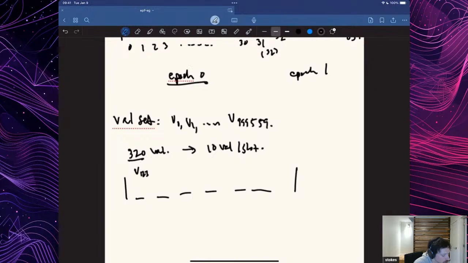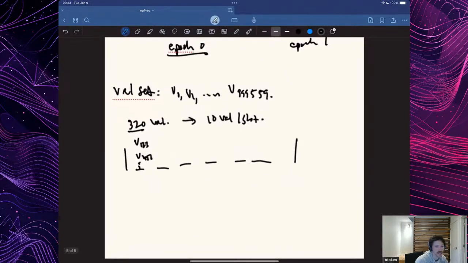So 1, 2, 3, validator 4, 5, 6. Again, the idea is that there are like 10 validators here. And this is a pretty important invariant: a validator makes one attestation per epoch. The exact slot they do that in is determined by the protocol.